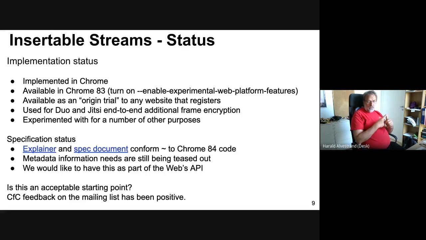So the big question in front of the group today is, can we adopt this as a working group deliverable document as a starting point for creating an API we all can agree on and implement for this purpose? So Bernard put out the call for consensus, and I would say the feedback on the list has been positive. So that's the status. If you want to look at the next slide again.